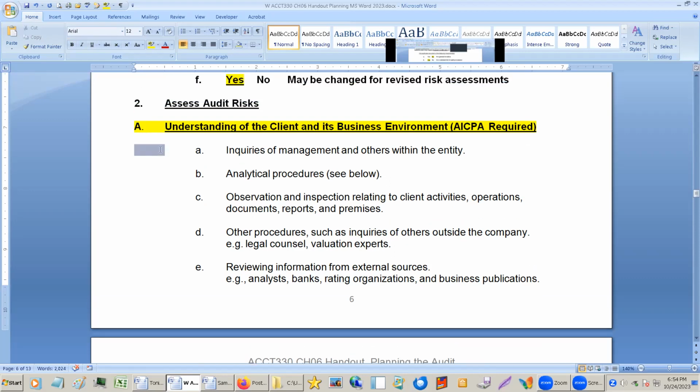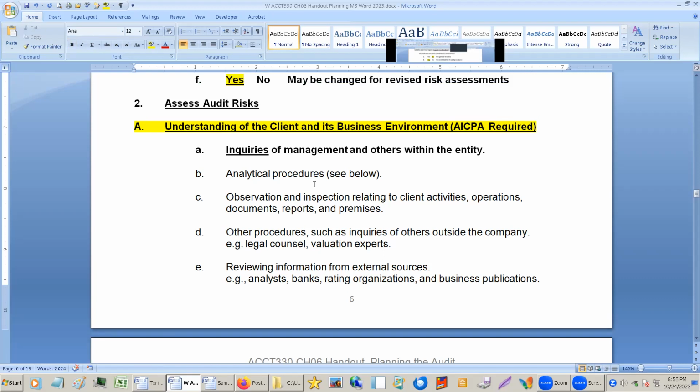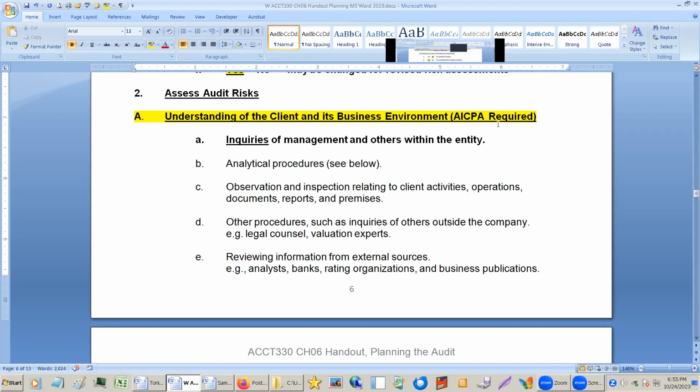Okay, now you look at how you get an understanding of it. You'll notice that some of these are not exactly what we're used to doing as accounting people. When we say inquiries, what's that? You inquire about something. What are you doing? Asking a question. Yeah. A tremendous amount of auditing is asking questions.